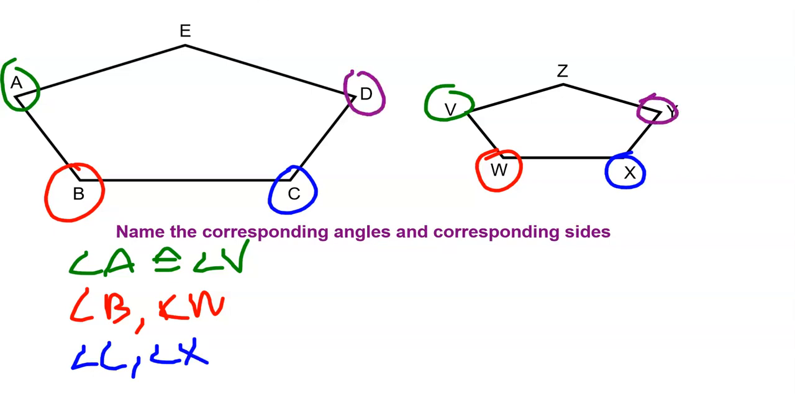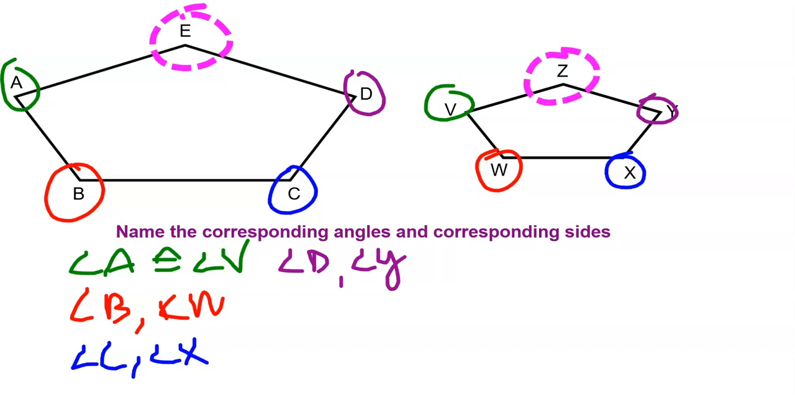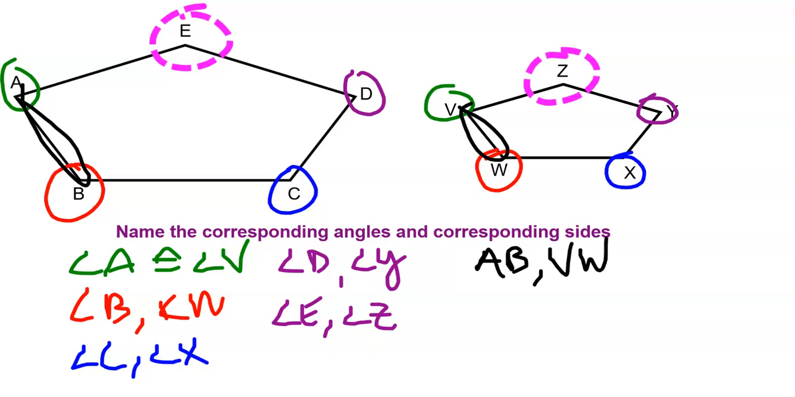Angle D to angle Y, and now I'm just putting the comma between them, and angle E to angle Z, and then I'll go back and make that easier to read. So those are the corresponding angles, and one way that we can talk about corresponding sides is they are the sides that are created by the vertices of corresponding angles. So side AB, created by A and B, is corresponding to the sides that are included between the two corresponding angles, which is VW. And we can continue to walk around the pentagons that way.